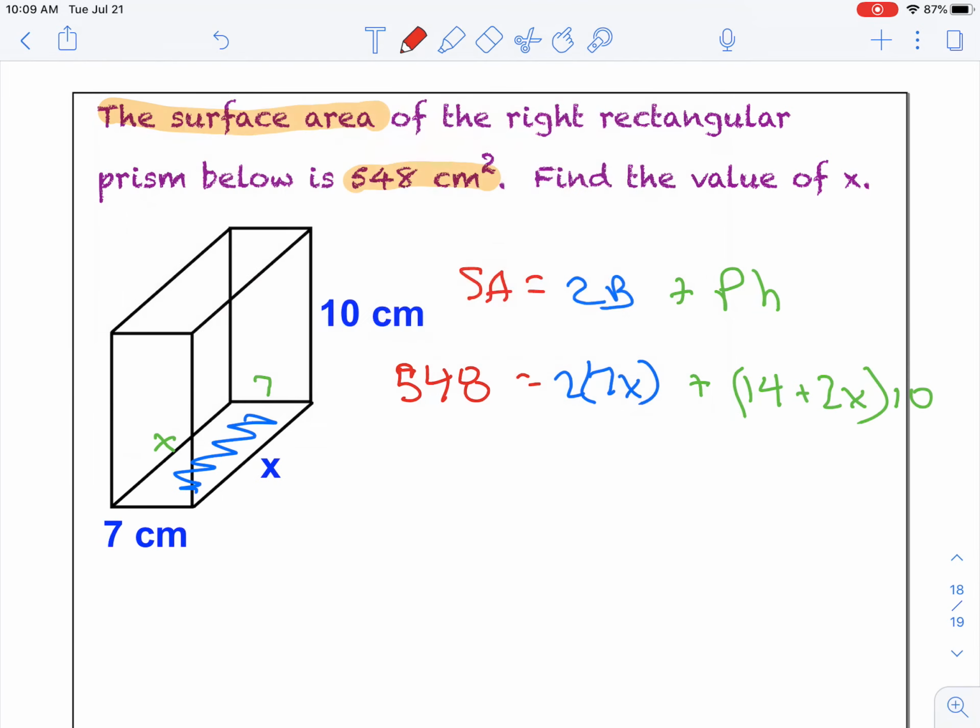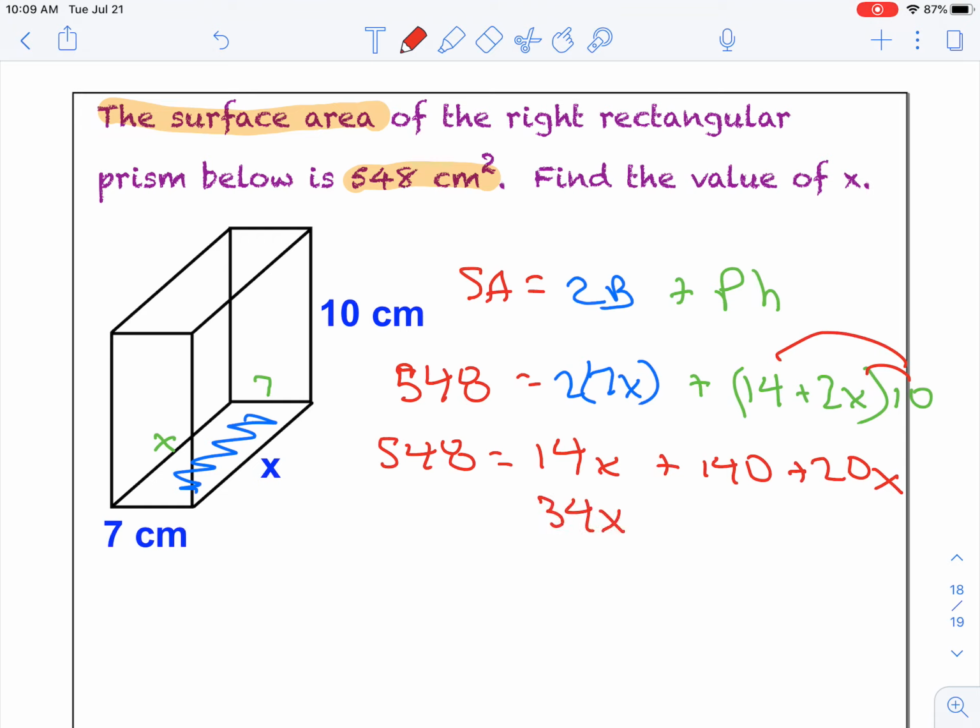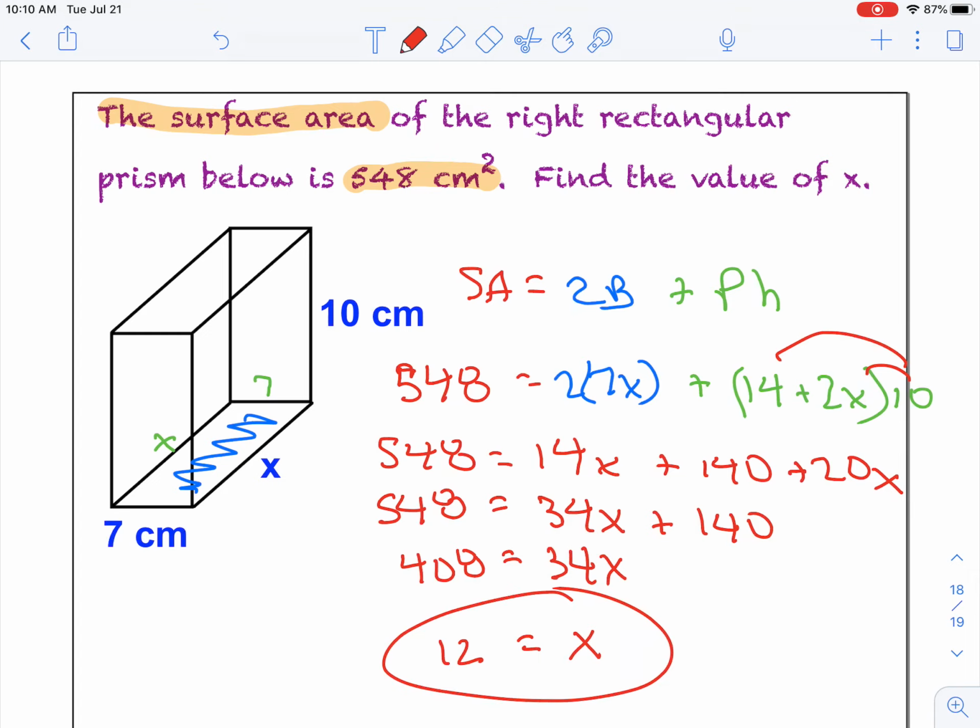And now we just need to start working on the math, the algebra piece. And that can get a little tricky. This is 7 times 2 is 14x. But what we need to do over here is use the distributive property, which gives us 140 plus 20x. Now we can combine the 14x and the 20x together, which gives me 34x plus 140 equals 548. And here the algebra is pretty simple. You subtract 140 from each side, and then you divide by 34, and that gives you x is equal to 12. So I found the value of x.